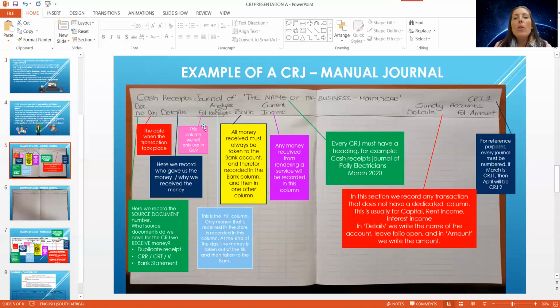Then this folio column, you can first, for now, for grade 8, leave out. We're only going to deal with that in grade 9 when we work with debtors, which we don't deal with in grade 8. So just so that you are aware of that column.